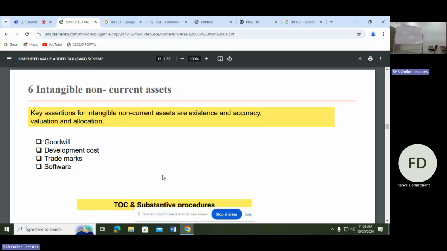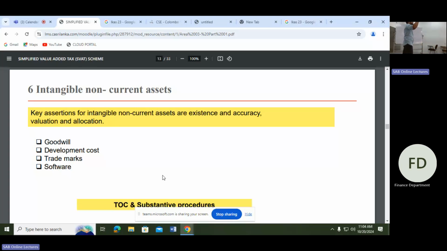Without having an exact return, without controlling that, we can't recognize the asset. Because of that, research is an expense to the company. And after the research, if you are going to develop something, development cost is an intangible asset. To assess that development cost, we have 6 criteria. In our case, it is IAS 38, so you can go to that and evaluate those 6 criteria.